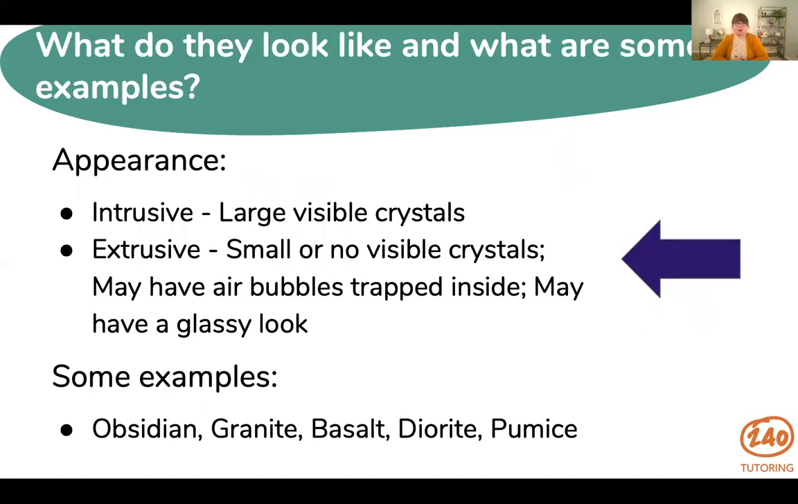Now let's talk about appearance. Your intrusive will have large visible crystals. Now that word large is actually a little bit deceiving. So any crystals larger than 1 millimeter are classified as large and signify that that is an intrusive igneous rock. Your extrusive igneous rocks will have small, less than 1 millimeter, or no visible crystals. They may even have air bubbles trapped inside because they cooled so quickly, or they may even have a glassy look because they cooled quickly and none of those crystals formed. So here are some examples right here.